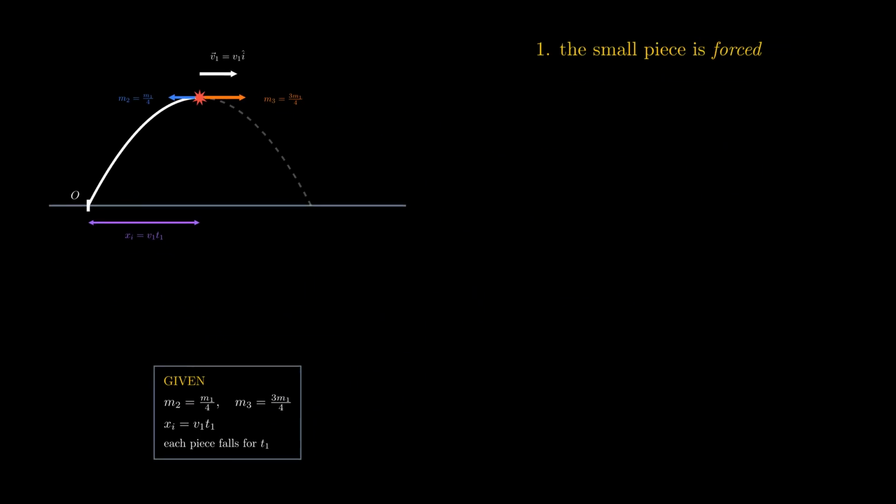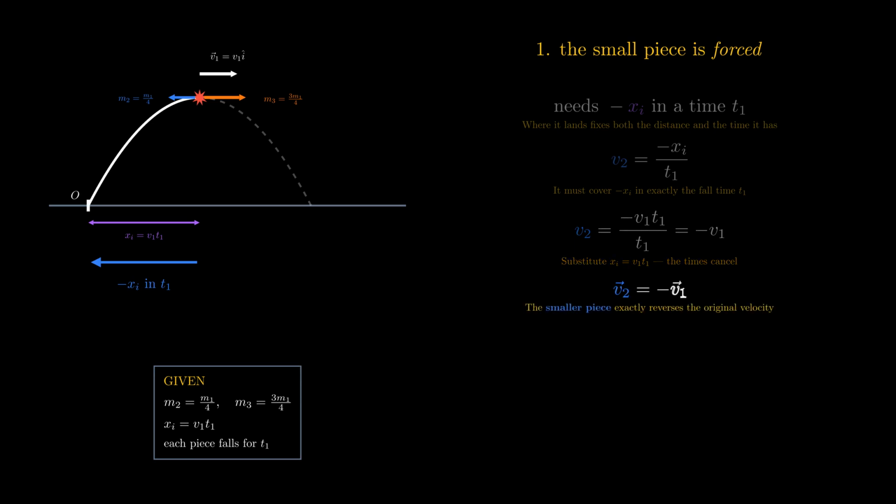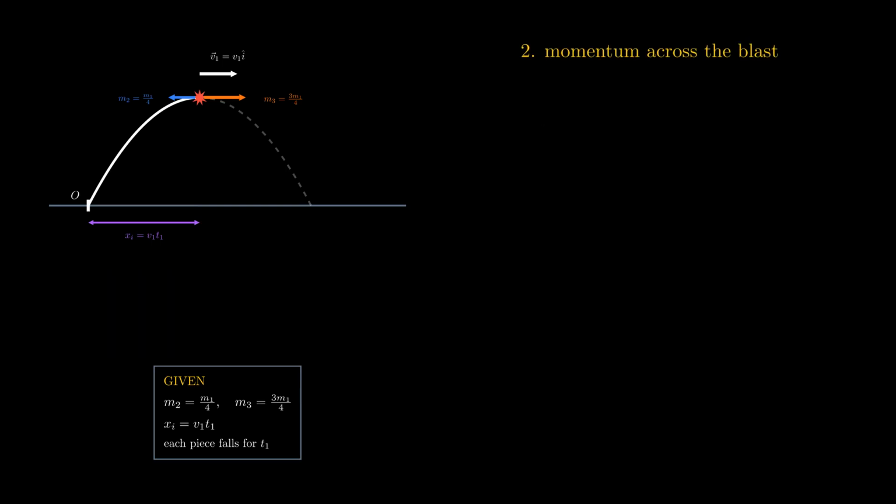First, pin down the smaller piece. After the blast, it has to travel from the explosion point back to the launch station, a horizontal displacement of minus x_i, and it has exactly t_1 in which to do it. Its horizontal velocity must therefore be minus x_i divided by t_1. Substitute x_i equals v_1 t_1, and the times cancel. The smaller piece leaves the explosion with velocity minus v_1. It exactly reverses the original velocity. That is not an assumption we made. It is forced on us by where the piece lands. Now the momentum.